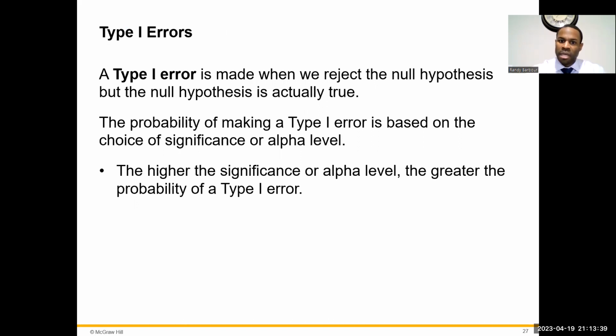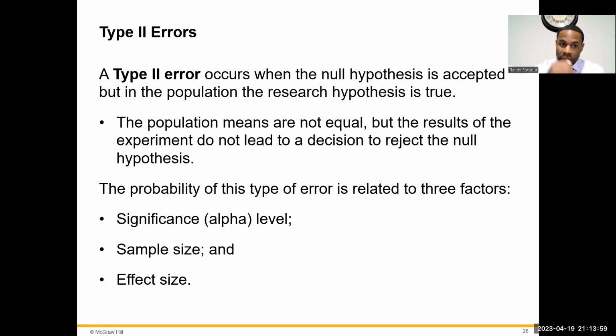Type 1 error, again, reject the null hypothesis, is a false positive. You reject the null hypothesis, but the null hypothesis is actually true. Again, the alpha level or that significance level is that likelihood, right? So if I have a high alpha level, I'm increasing the likelihood that I'm going to make a type 1 error, okay? The type 2 error occurs, again, when you accept the null hypothesis when the actual research hypothesis is true. There's a difference, but we don't see the difference in the research, okay?